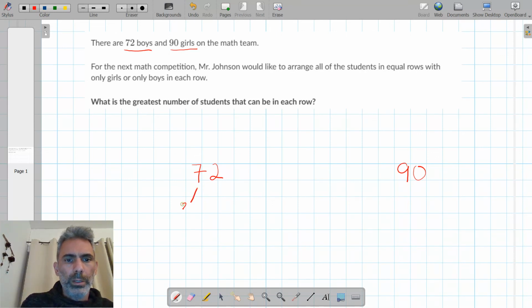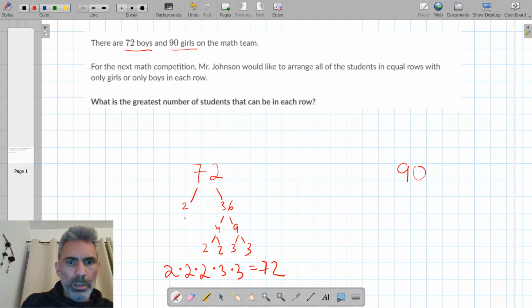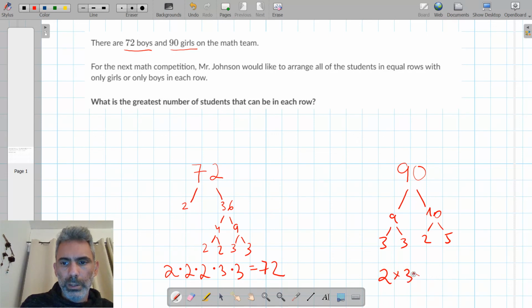72 can be split into 2 and 36. 36 is 4 and 9. 4 is 2 and 2. 9 is 3 and 3. So 72 is 2 times 2 times 2 times 3 times 3. And 90 is 9 times 10. 9 is 3 times 3. 10 is 2 times 5. So this is 2 times 3 times 3 times 5. This is 90.